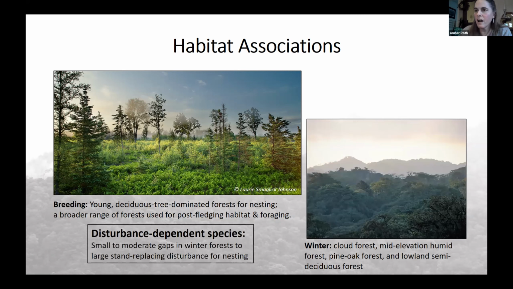The thing they have in common is that they seem to key in on disturbance of different scales. On the wintering grounds, it tends to be smaller gaps that form in the forest, versus on the breeding grounds, where they can use stand replacing disturbance areas in the forest, like in the picture shown here. So disturbance is a very important element.